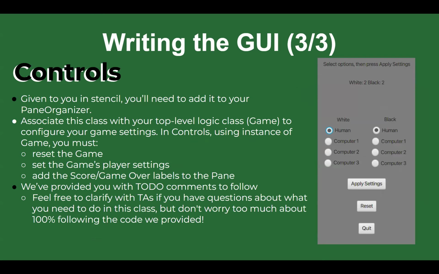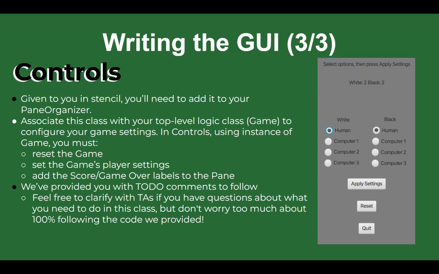And finally, we have the controls. As I mentioned earlier, we pretty much set these up for you and wrote the code for the controls for you. You'll just have to add a couple things to the controls class to integrate the class with the code that you write. So you're going to associate the class with your top level logic class, which will probably be called Game, and you can use it to configure game settings. The things you need to fill out in the controls class are related to the game class that you're going to write.